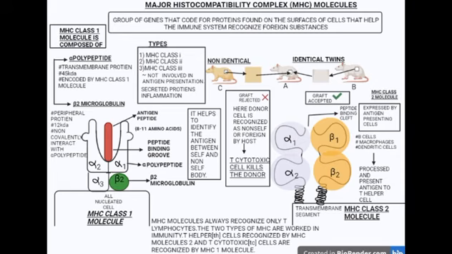Now, we will move to the second part, that is the MHC class 2 molecule. You can see on the right side the MHC class 2 molecule diagram. It is expressed by antigen presenting cells. These include B cells, macrophages and dendritic cells. They process and present antigen to T helper cells.